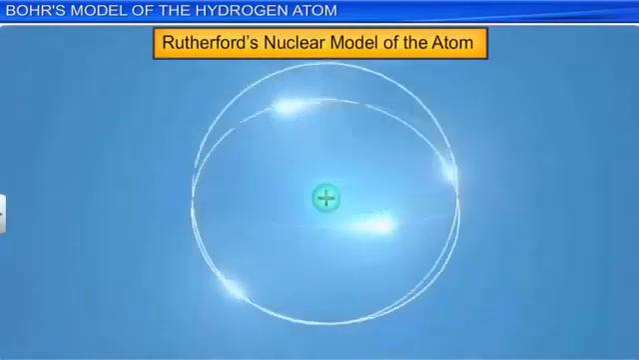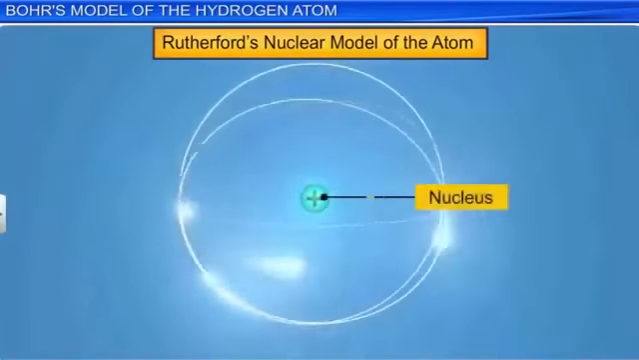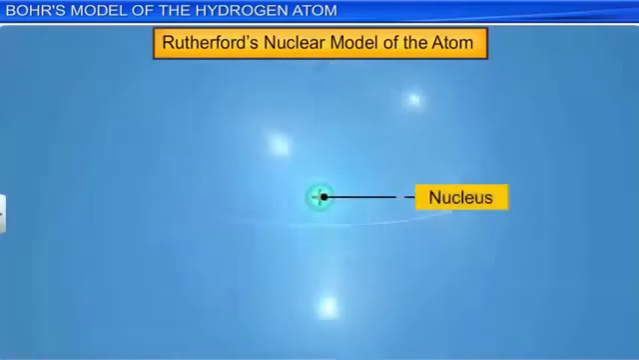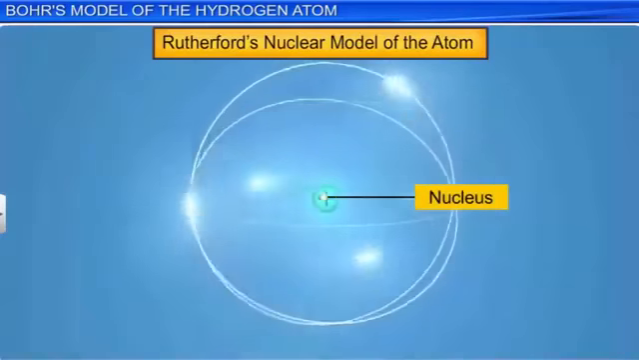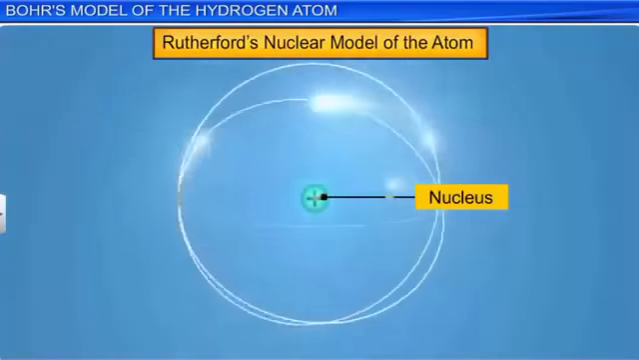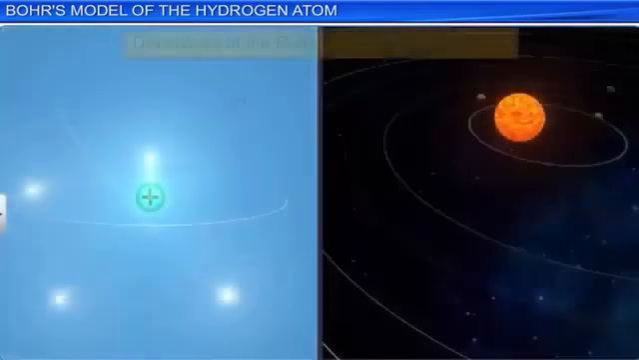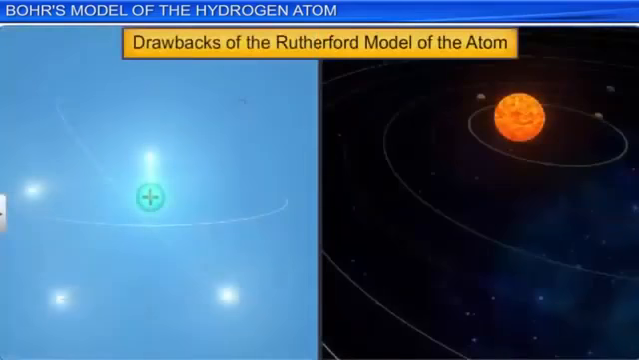Rutherford's nuclear model of the atom postulates that electrons revolve around the nucleus, which contains the total positive charge of the atom. However, it could not explain certain other facts. Let us now look into the drawbacks of Rutherford's atomic model.